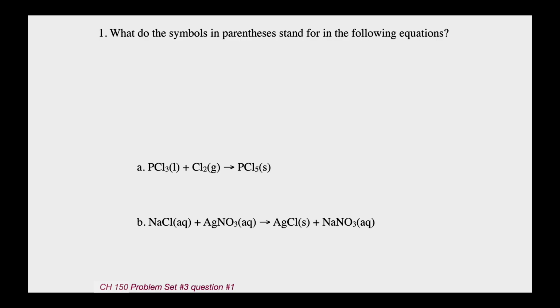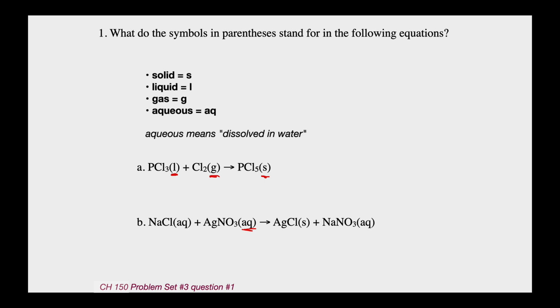The first question of problem set number 3: what do the symbols in parentheses stand for in the following equations? You can see that there's a variety of different symbols in the equations in little parentheses. There's an L, there's a G, there's an S, and there's an AQ. Those are the 4 symbols you're going to see a lot when you're talking about equations, and they refer to the states of matter. So solids are S, all right? So the PCl5 there in equation A would be a solid.